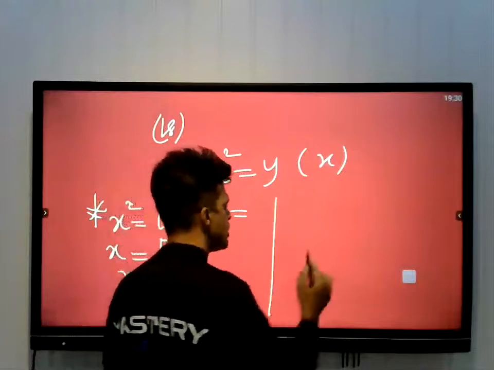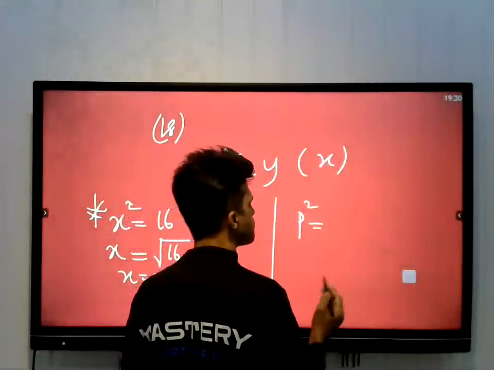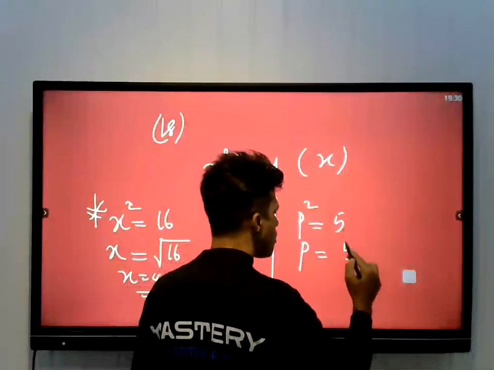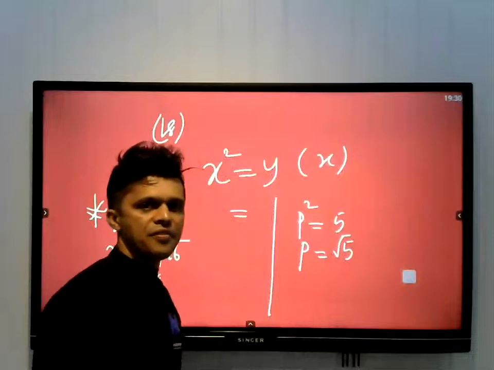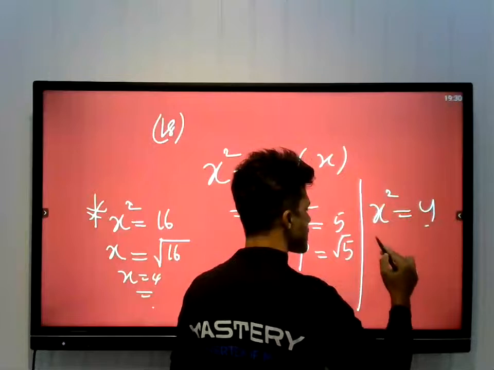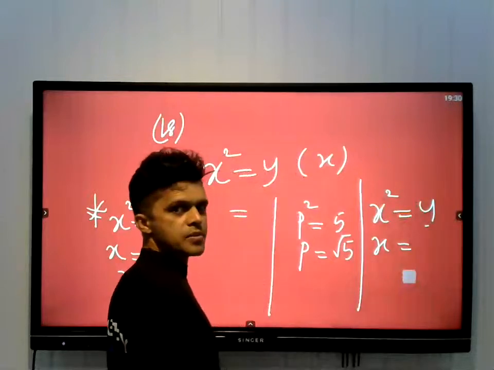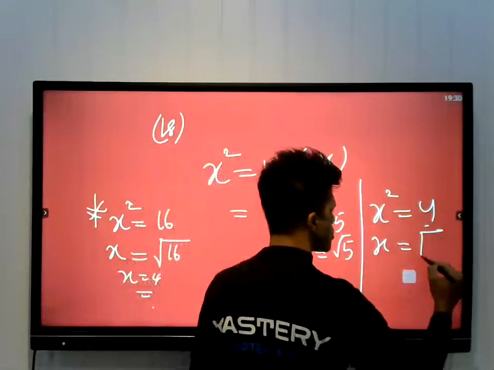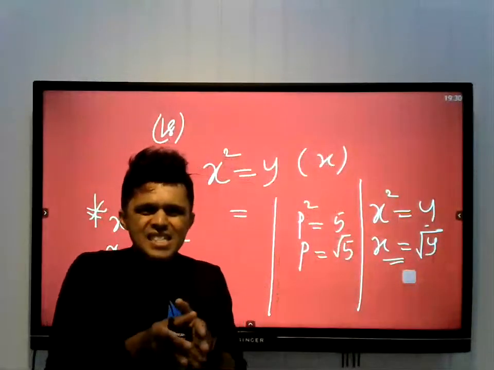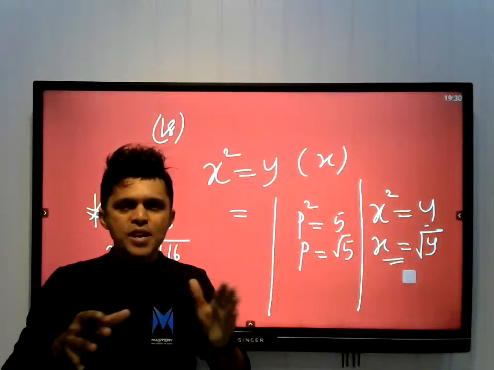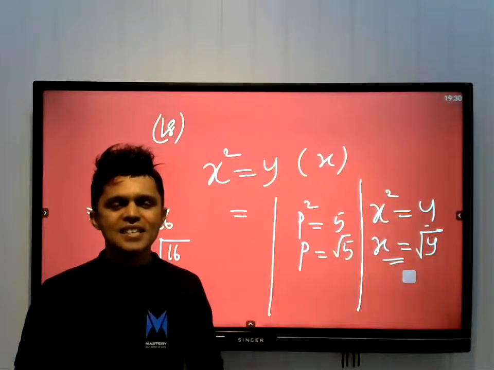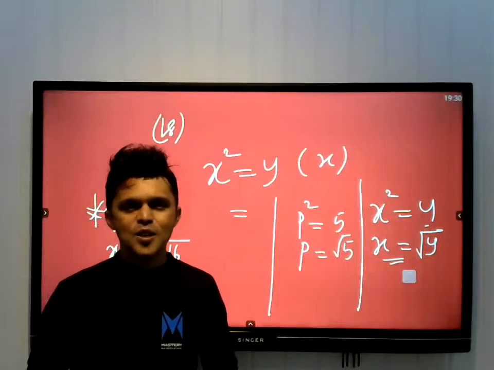So when it comes to this one, if p square equals 5, then p equals the square root of 5. If x square equals y, then x, written as the subject, is the square root of y. So x equals the square root of y. This should be known when writing the given terms as the subject in these questions.